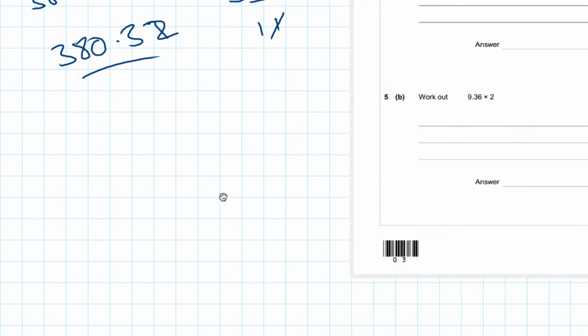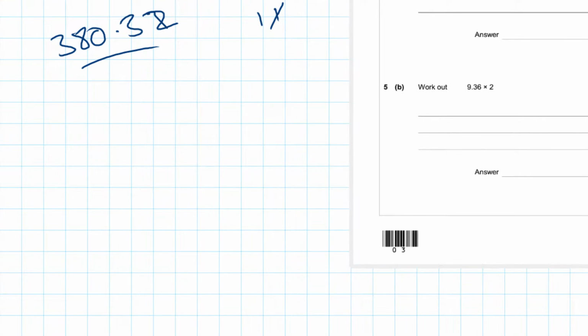The next question we've got is 9.36 times 2. So 9.36 times this by 2. So here, again, if you feel that way, you can write out the zeros, but obviously as we're multiplying, we don't need to worry about this. What is most important though is that we times everything by 2.